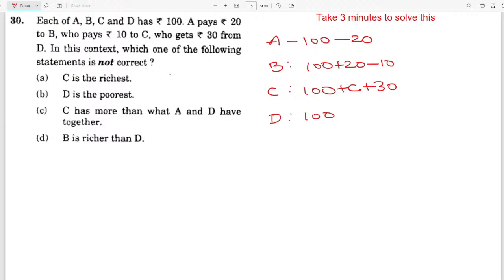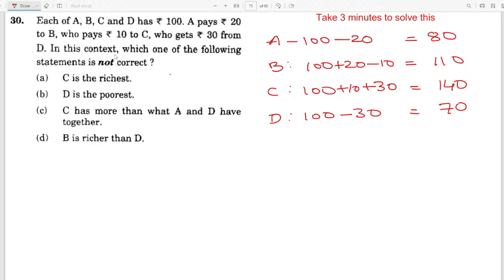I'm sorry, this is 10. This is the 10 that he has got from B. And D pays 30 to C. So this is 80. This is 110. This is equal to 140. This is equal to 70.